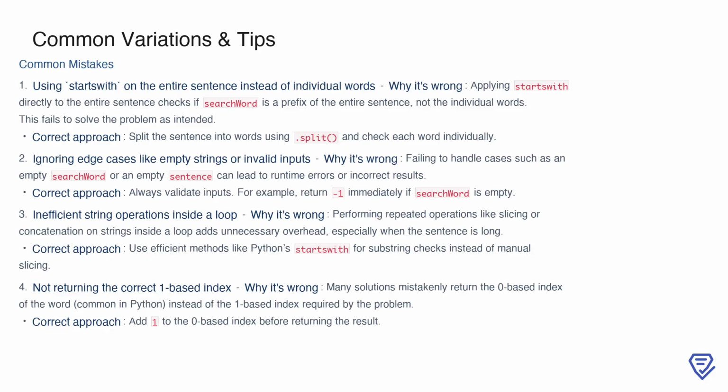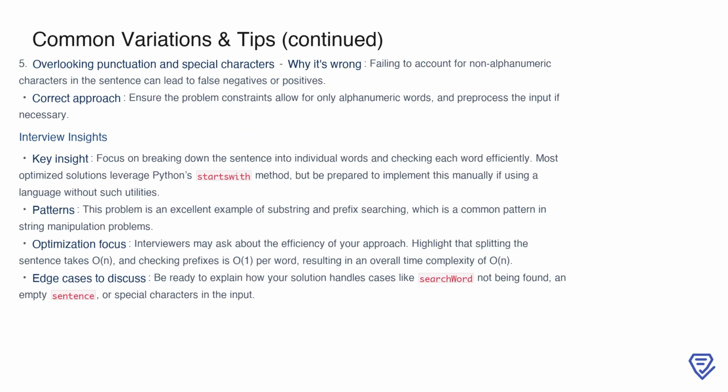Lastly, don't forget that the problem requires returning a 1-based index. Many programmers accidentally return the 0-based index, which is common in Python, so make sure to add 1 before returning the result to match the requirements precisely. Another potential pitfall is overlooking punctuation and special characters in the sentence. These can disrupt your logic by causing false positives or negatives if they aren't properly handled. The best approach is to ensure the problem constraints are clear about whether only alphanumeric words are allowed and to pre-process the input accordingly if needed.